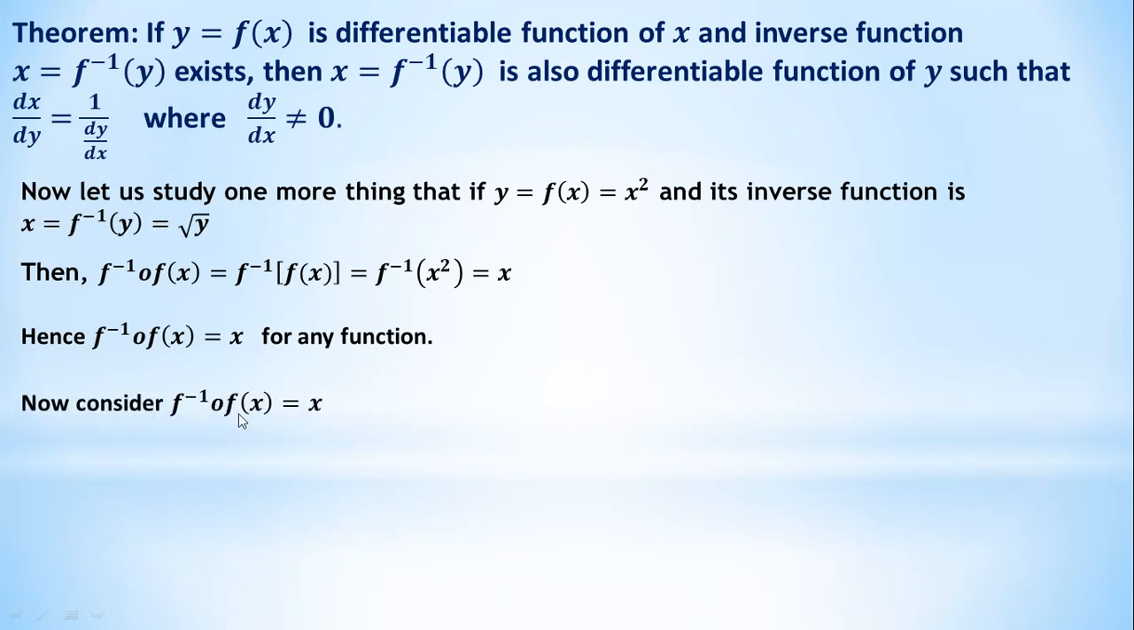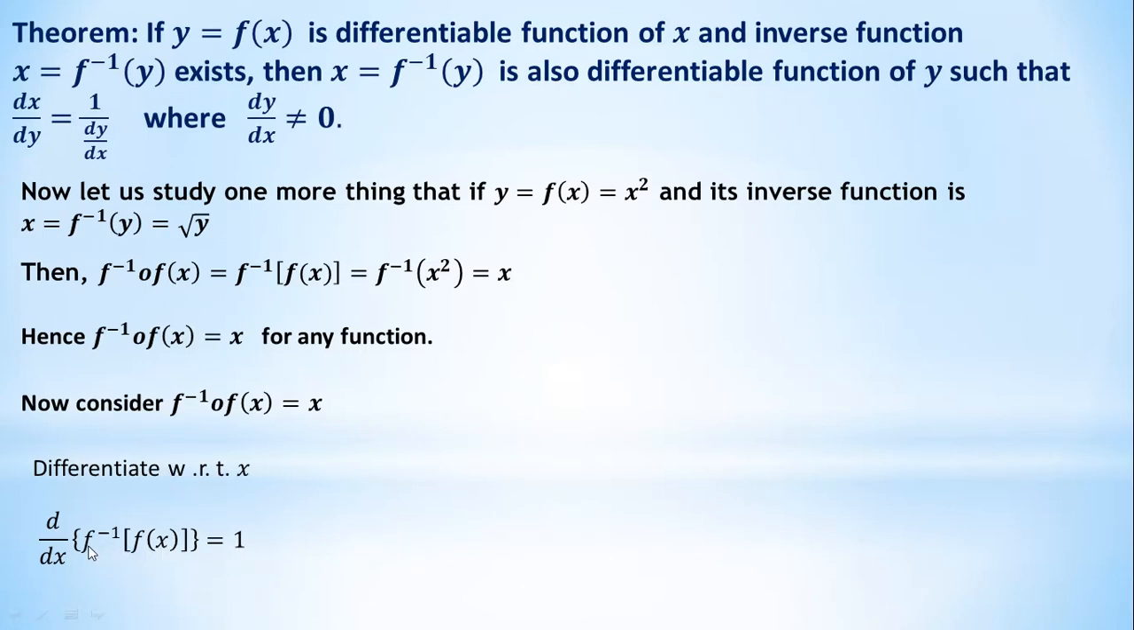Now if you consider that f inverse composite f of x is equal to x, now if you differentiate both sides with respect to x, how will you differentiate this? See, d by dx of f inverse of f of x is equal to, now the derivative of x is 1. Here we differentiate LHS as well as RHS. So the derivative of RHS is 1. So d by dx of f inverse of f of x is equal to 1.